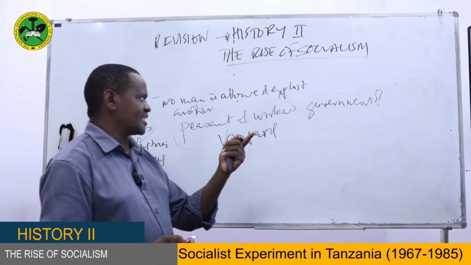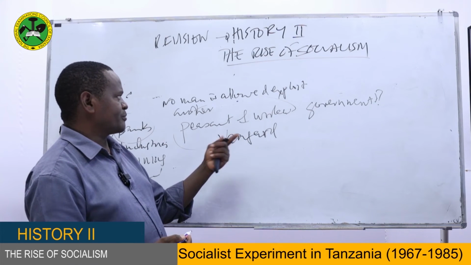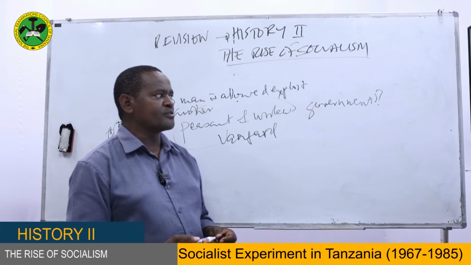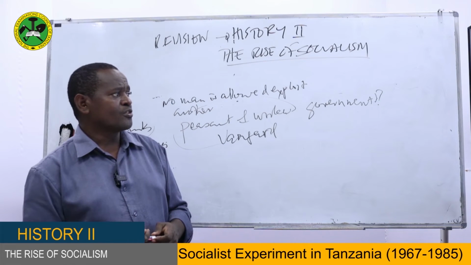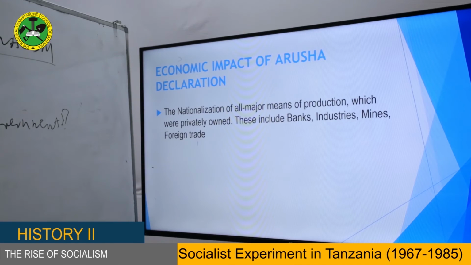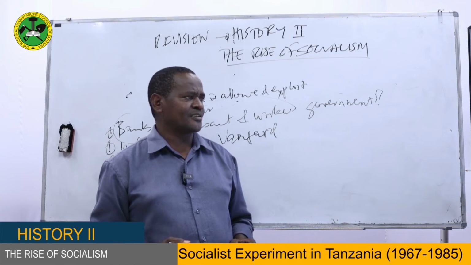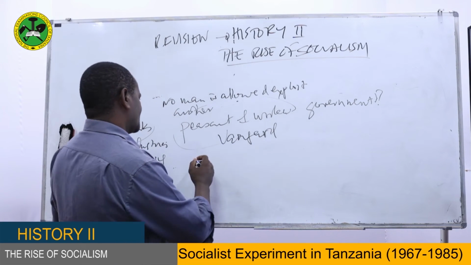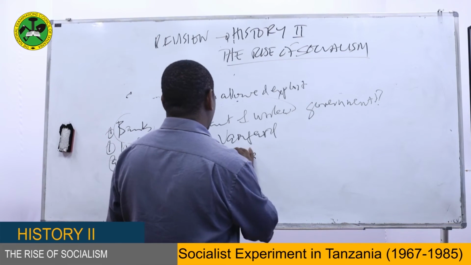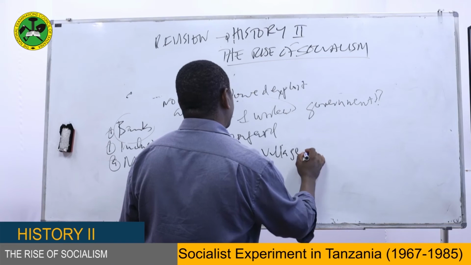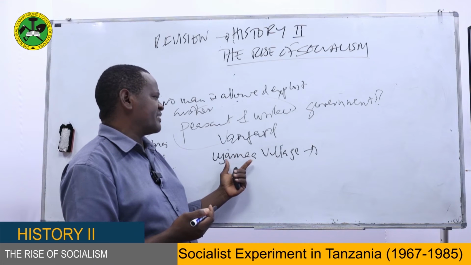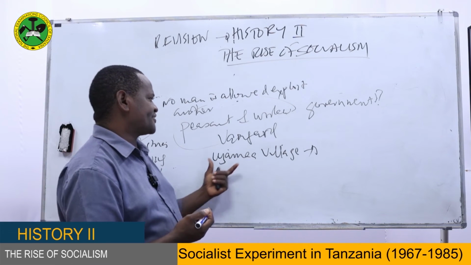And remember what you said earlier, that all these major means of production are going to be owned by the peasants and workers. So if the government owned them, it's on behalf of peasants and workers. So all those things were nationalized, including foreign trade and so on. So that is the first very important economic impact of the Arusha Declaration. Another economic impact of the Arusha Declaration was the introduction of Ujamaa villages. Ujamaa villages were introduced in the program which was introduced earlier, called villagization. That means the establishment of Ujamaa villages.